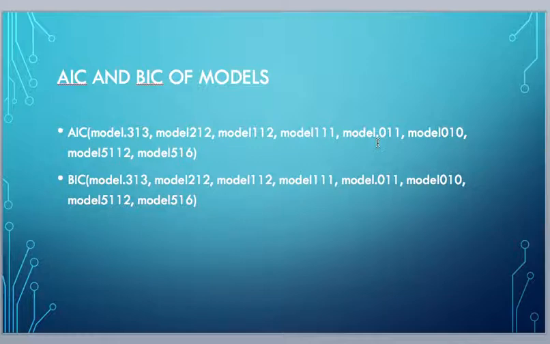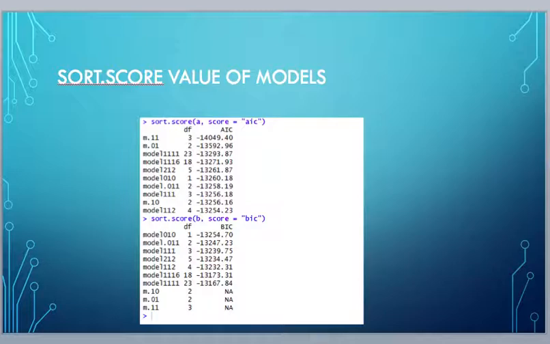Model 011 is ARIMA 011 and 010, and now this is 5112 and 516. So this is how the AIC and BIC of the models that we have considered line up. We have also considered GARCH models, but I'm not including them here. And as we can see, they give us different results.